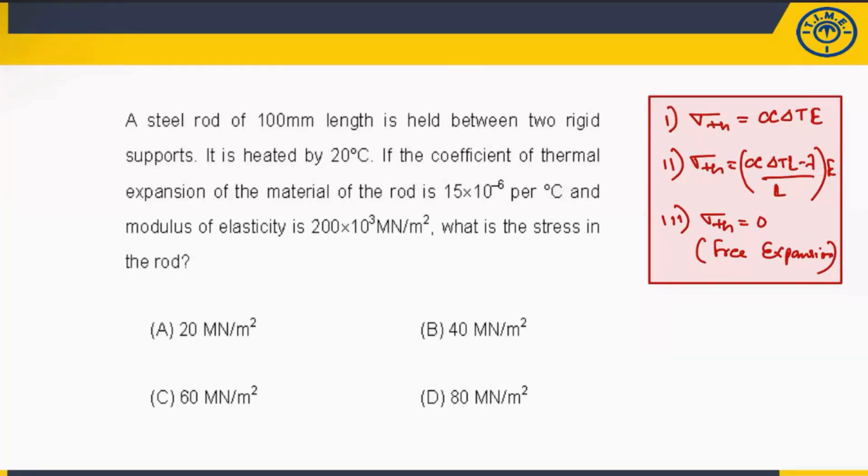So you have to use the first relation because it is mentioned it is held between two rigid supports. A rod is there. That means both ends are fixed. So completely restricted. Alpha value is given. Delta T is also given. E value is also given. Do it fast.